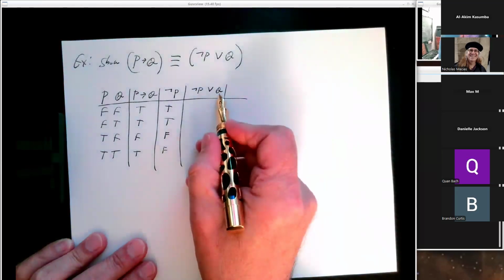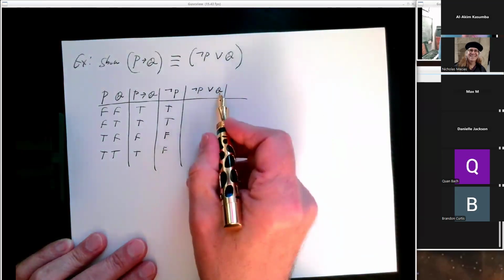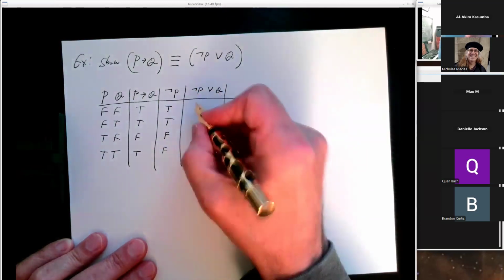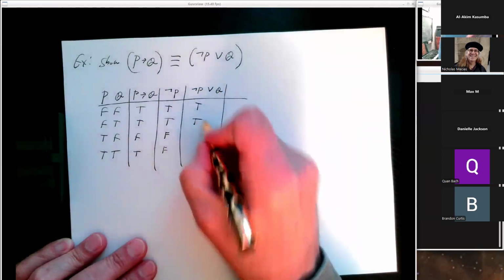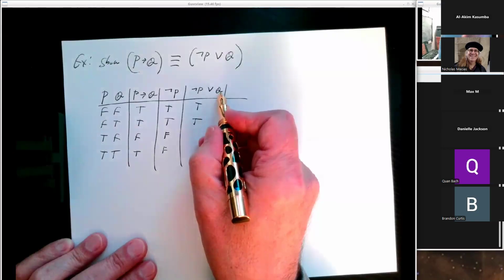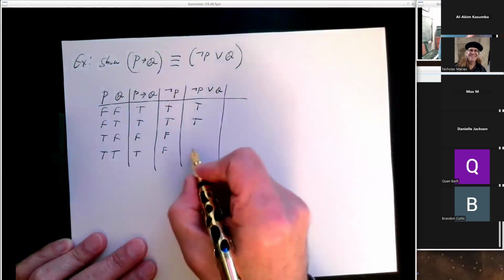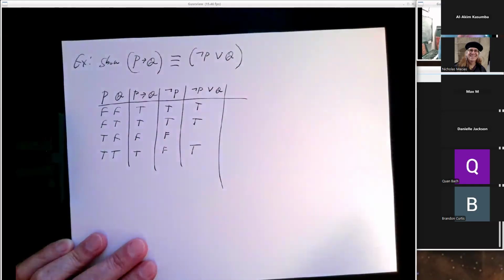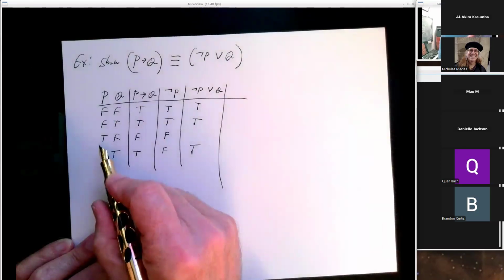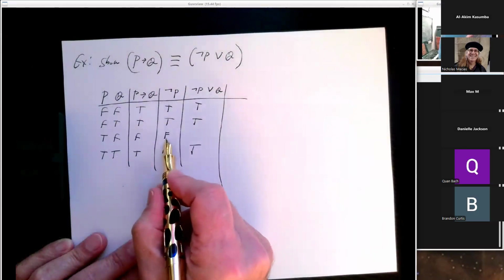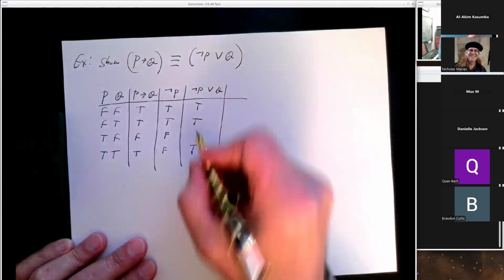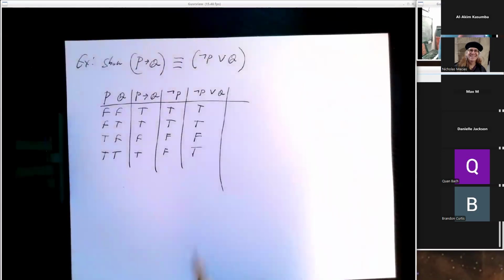And this proposition is true when either this or this is true. So if not P is true, then the disjunction is true. And if Q is true, which is in the second and fourth rows, then the disjunction is true. But in this third row, not P is false, Q is false, so the disjunction is false.